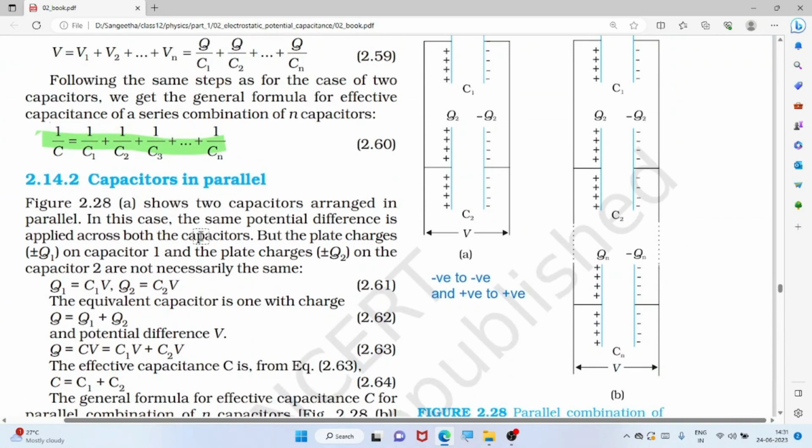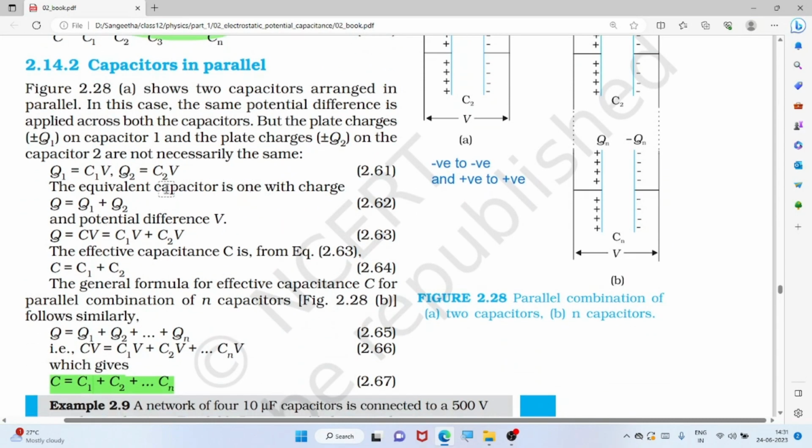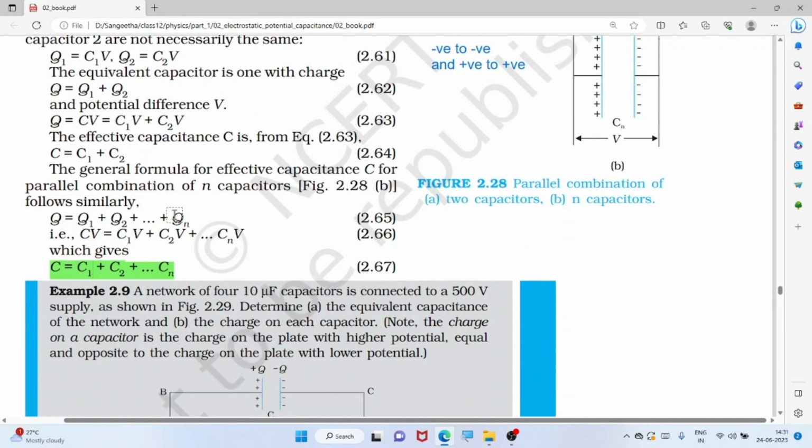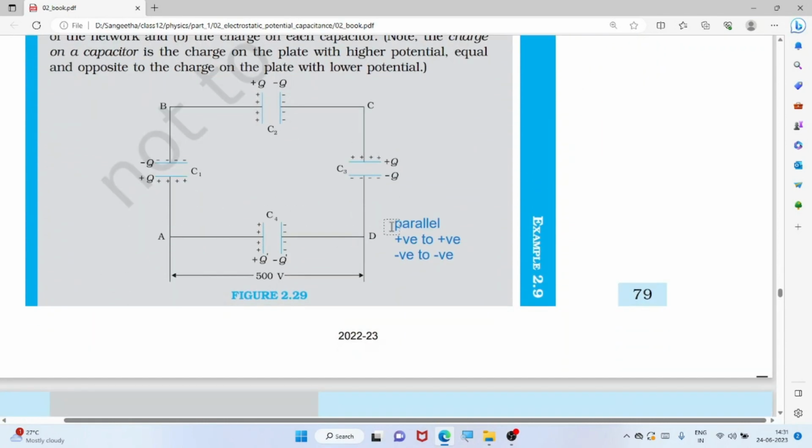Okay, when capacitors are in parallel, we connect the same charge, see here negative to negative, positive to positive. Okay, the resultant capacitance is the addition, C1 plus C2. See in series 1 by C equal to 1 by C1 plus 1 by C2. In parallel C equal to C1 plus C2. In parallel we connect positive to positive, negative to negative.